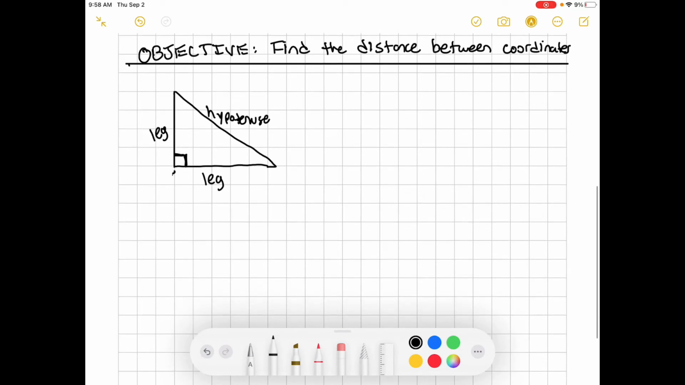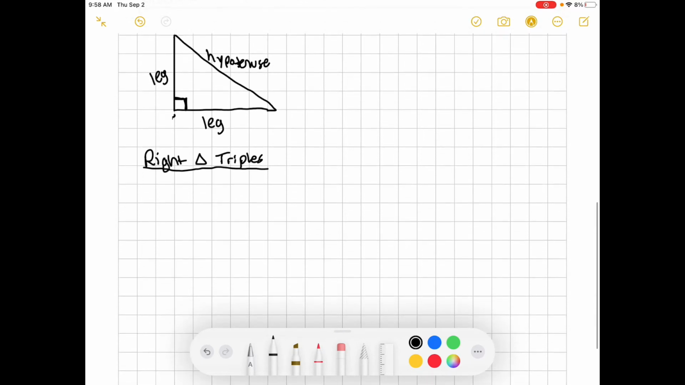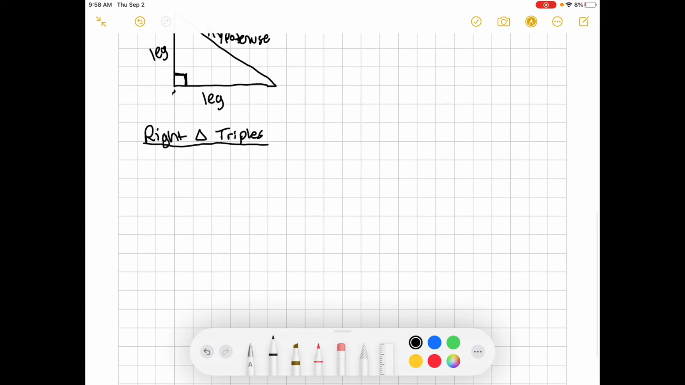Okay, so what we're going to start off learning, and we need to memorize these, are right triangle triples. ACT loves to use right triangle triples. And so what I'll do is give you the 4 that you need to memorize. The first one is a 3, 4, 5 right triangle triple. So you would have a leg that's 3, a leg that's 4, and your hypotenuse would be 5.